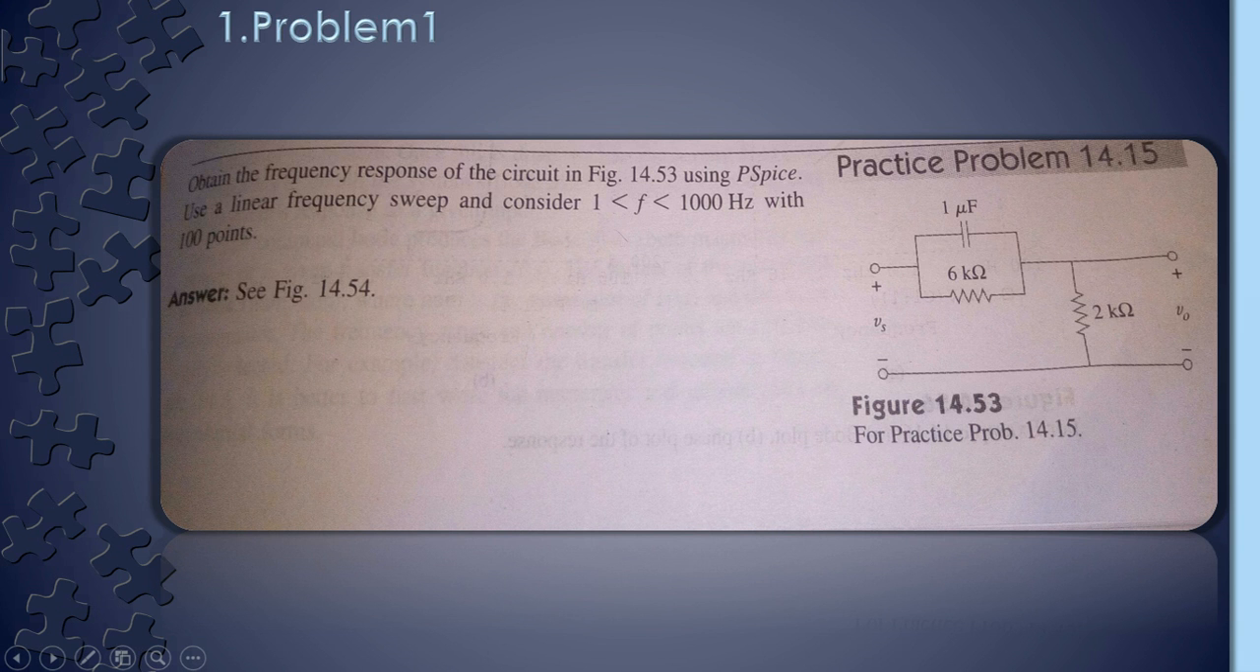Now today we are going to solve this problem. You can see the resistance and this circuit, remember it, and obtain the frequency response of the circuit using PSpice. Use a linear frequency sweep and consider the frequency range given, with 100 points. Remember this linear frequency sweep. You're going to use AC analysis to solve this problem.